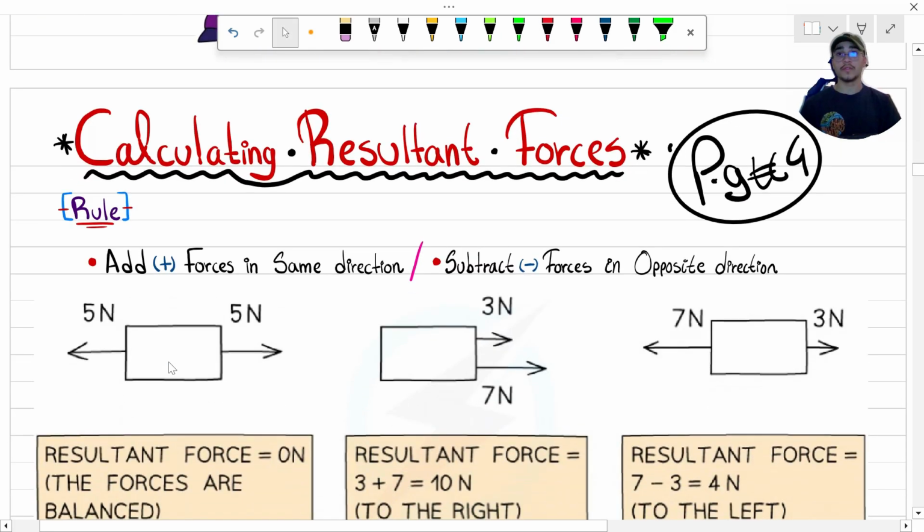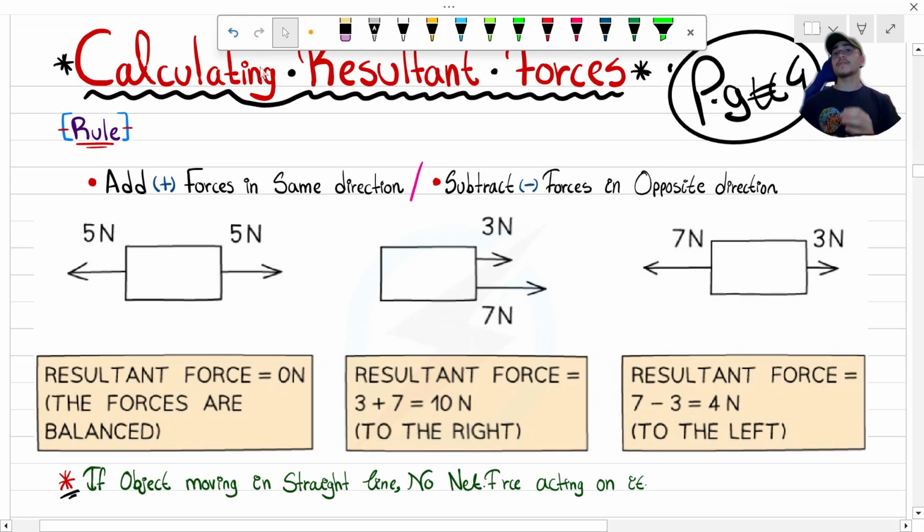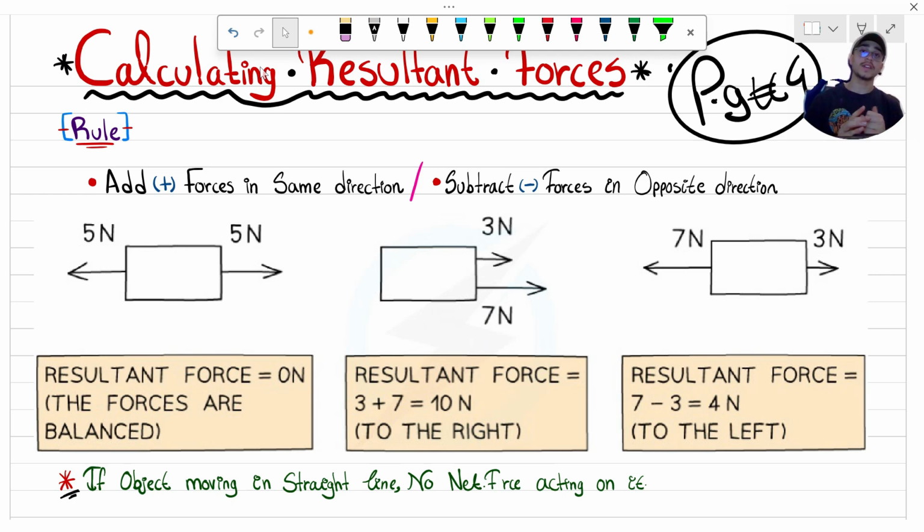How do we calculate resultant forces? The rule is very simple. Add forces in the same direction, subtract forces in the opposite direction. As you can see here, the first one, 5 Newton to the left, 5 Newton to the right, respectively equal, cancel each other out, balanced, no resultant force. The second one, 3 Newton and 7 Newton both to the right. Same direction, add them, resultant 10. 7 here, 3 there. The greater one is 7, so 7 minus 3. Resultant is 4 Newton to the greater side, which is to the left.